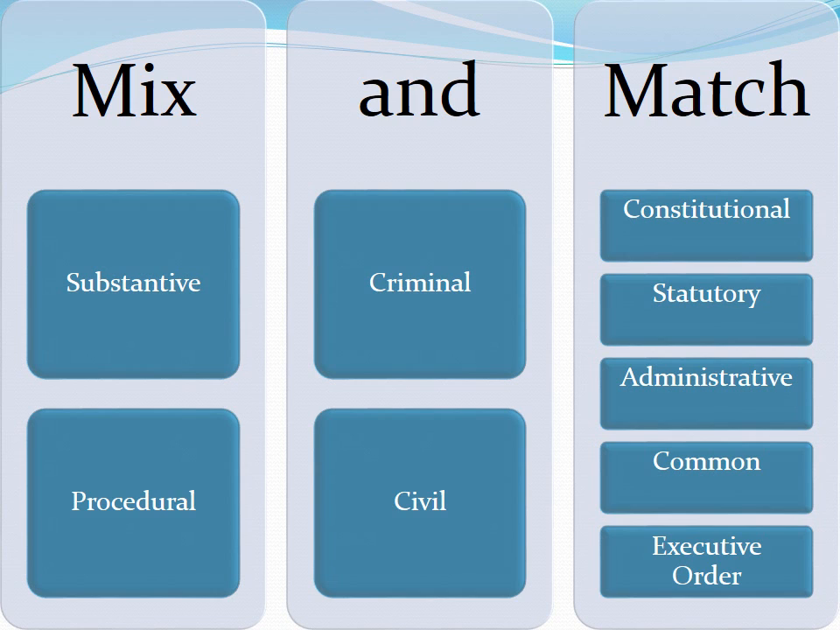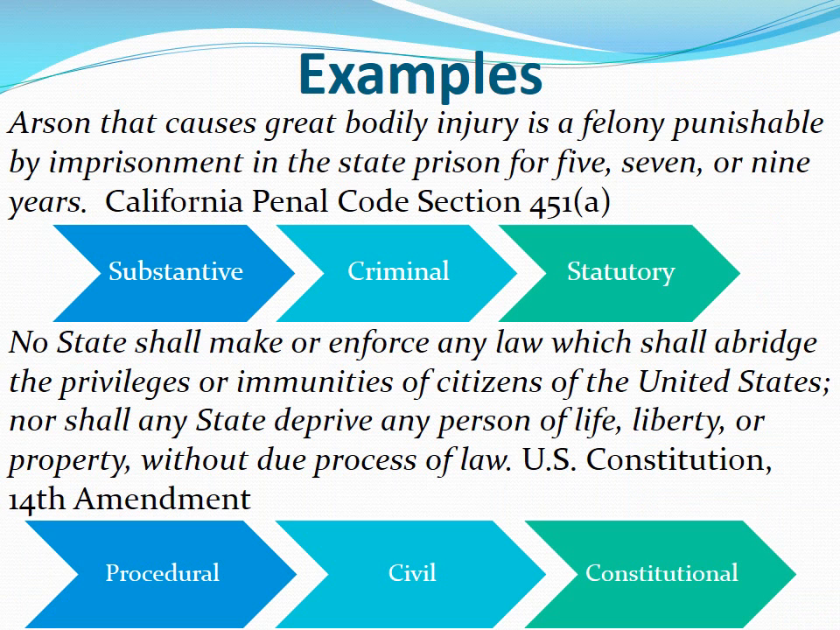So from what we've learned of the different types of law, we now know that we can mix and match. You can have a substantive law which is civil and statutory. You can have a substantive law which is civil and common. You can have a procedural law which is a criminal law and statutory. You can have a procedural law which is a criminal law and constitutional.